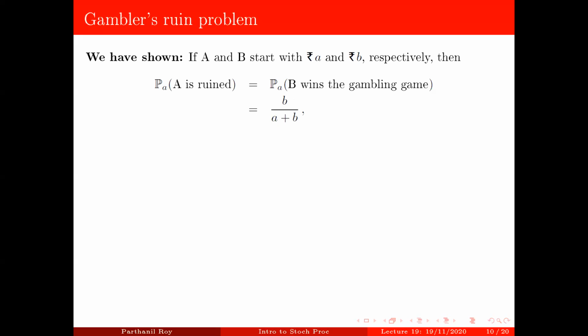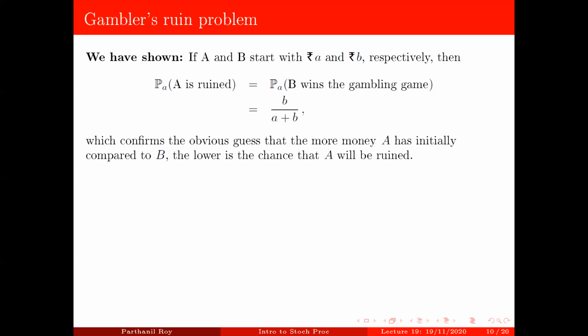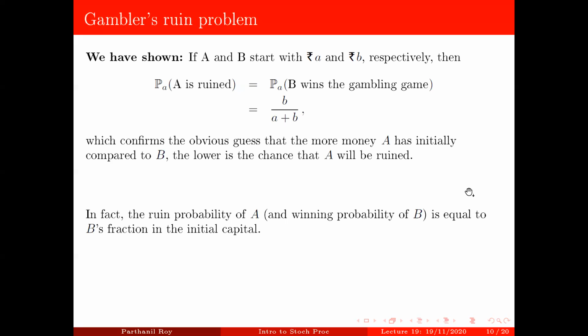And this of course confirms the obvious case that the more money A has initially compared to B, the lower is the chance that A will be ruined. If A is higher compared to B, then of course B over A plus B would be very small, and A won't be ruined with high probability. Not only that, in this case the ruin probability is actually proportional to the amount of money B owns in the beginning. Because ruin probability is the winning probability of B, this is equal to B's fraction in the initial capital.